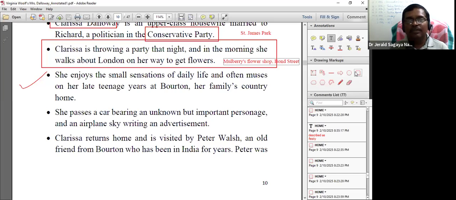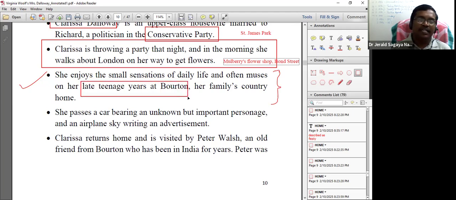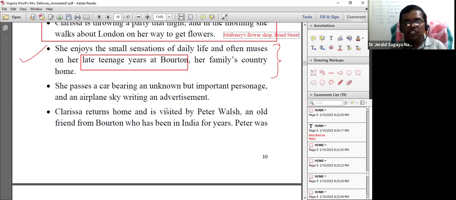As she walks, when she looks into the greenery there, she starts musing about her teenage years at Bourton, her family country home. When she sees the plants and the lush green things in that garden, she starts recalling. So it's a flashback. And then as she is crossing and comes to the road, she hears a car with a siren passing by. Then she imagines that this car is actually carrying an unknown important person, they believe.